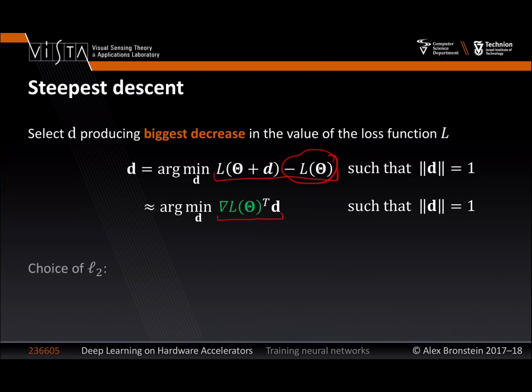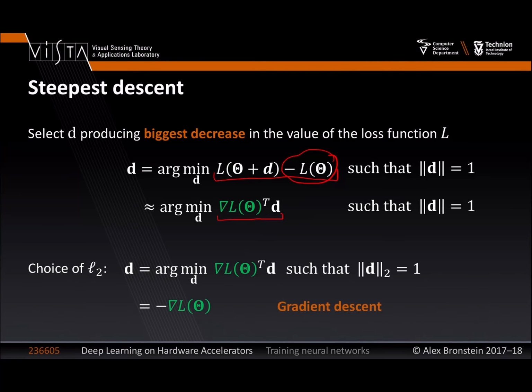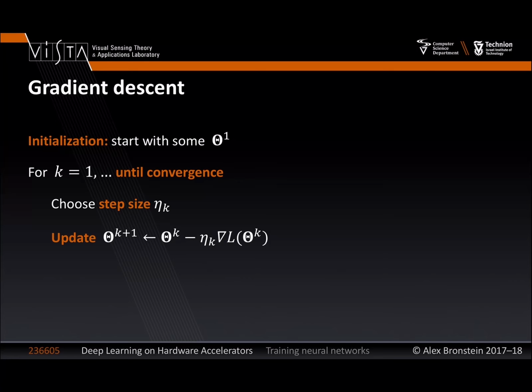But of course, the typical choice is the L2 norm. Okay, and the L2 norm leads to the negative gradient. So this variant of the steepest descent algorithm is called gradient descent. Okay, the direction of the negative gradient. So here's our friend. We are taking some step size in the direction of the negative gradient.